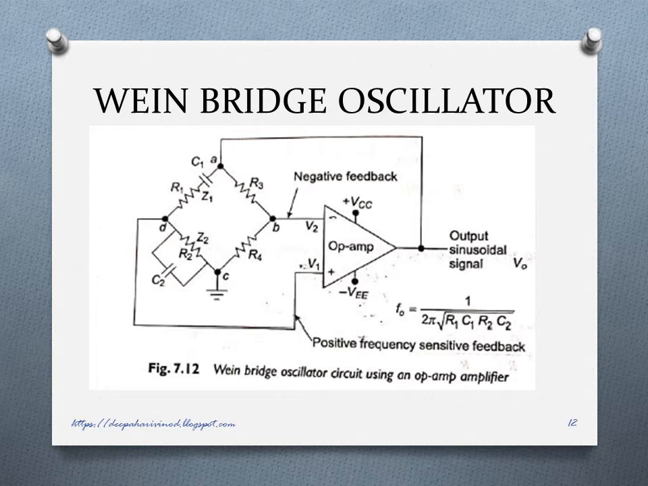Here we can see a bridge circuit, two RC combinations, and R1 and R2 form the bridge. That is, here we can see two RC circuits, one RC and another RC, and the other two resistors form a bridge circuit here, and from that the input is given to the op-amp. The op-amp output is connected as the bridge input. See, the output of the op-amp is connected to the input of the bridge here.